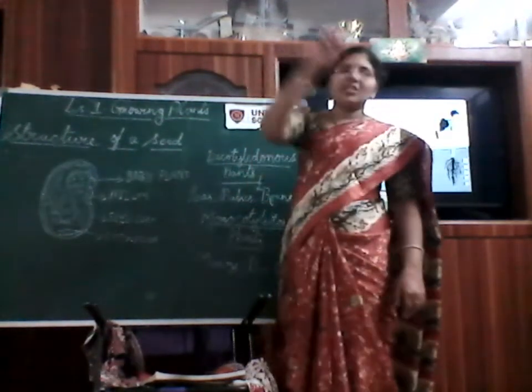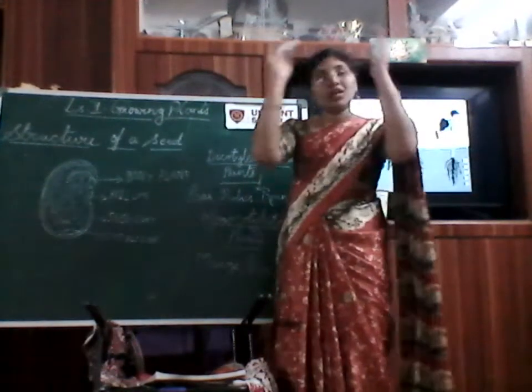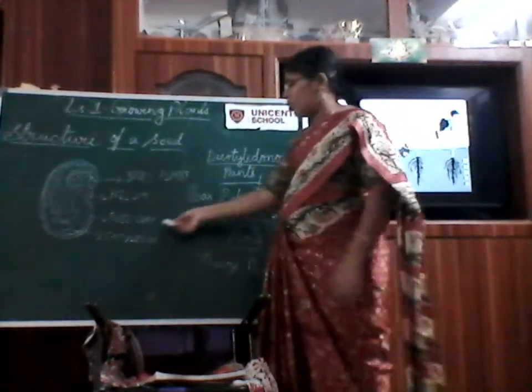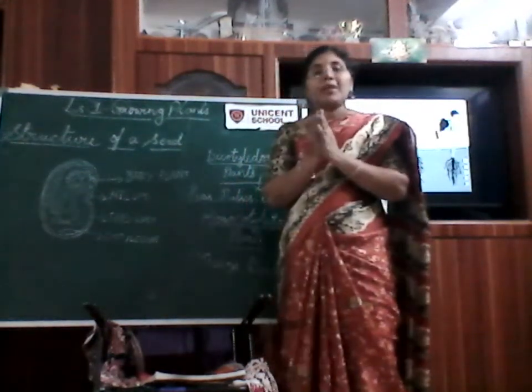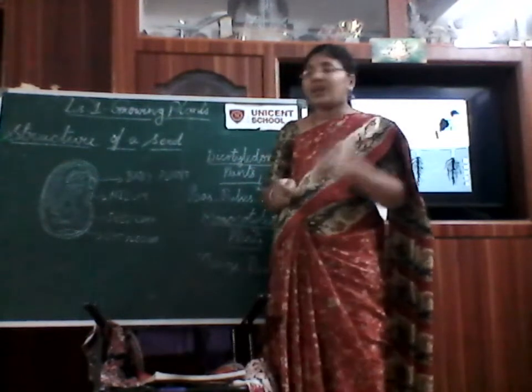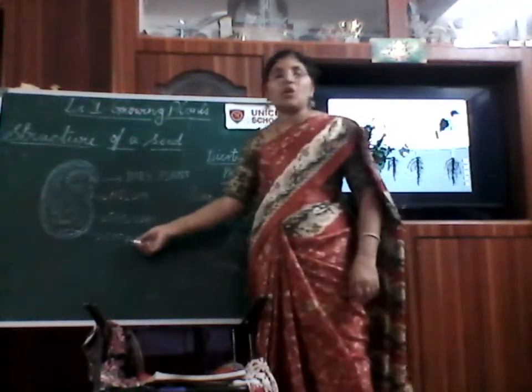And around the seed, there will be one outer covering. That outer covering is called a seed coat. And if you break the seed into two halves, the two halves are called cotyledons.